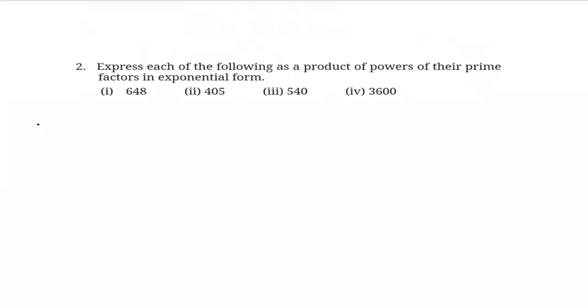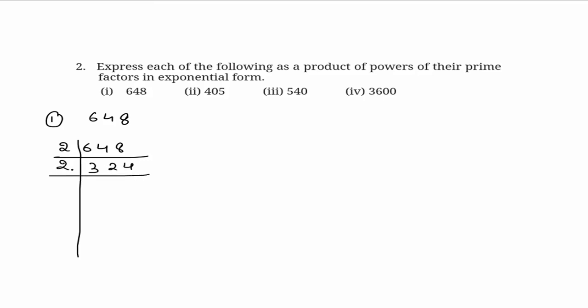So question number 2, the first one is 648. So let's start doing the prime factorization. So we know that when we do the prime factorization, we have to use only prime numbers, right? 648 is an even number. So we can use the prime number 2. So it will be 324. Again, it is an even number. So again, I can use 2 here. So it will be 162.